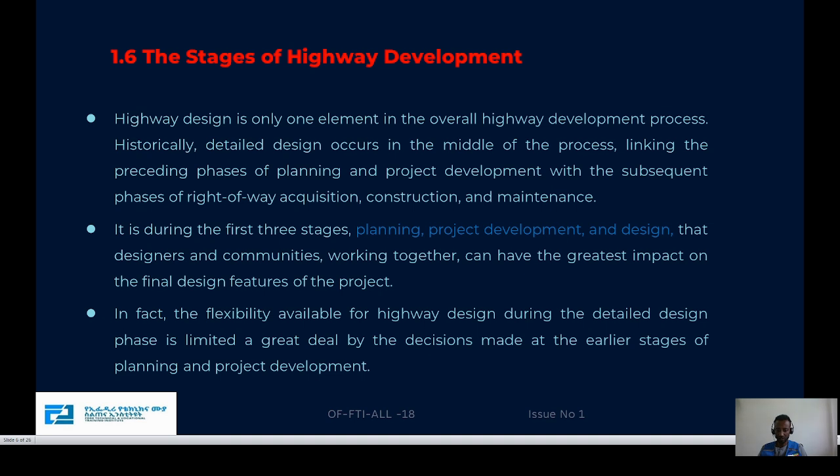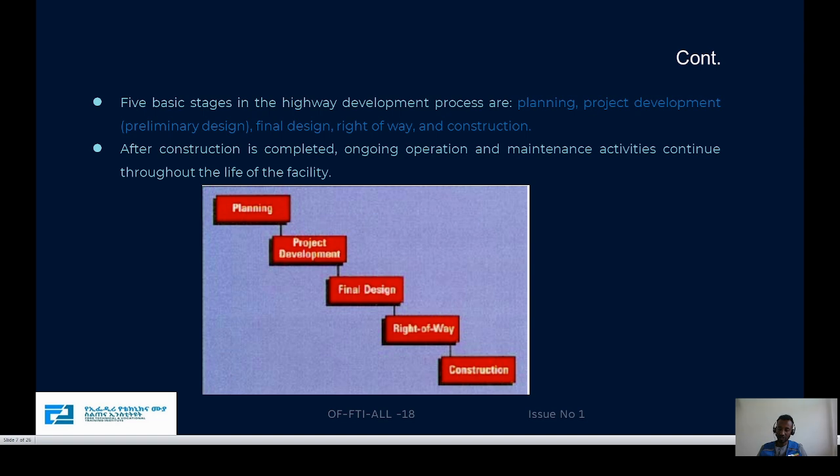In fact, the flexibility available for highway development during the detailed design phase is limited a great deal by the decisions made in the early stages of planning as well as project development. There is more discussion of the problems with the community. The final detailed design phase is communicated to the community. There are 5 stages in highway development.